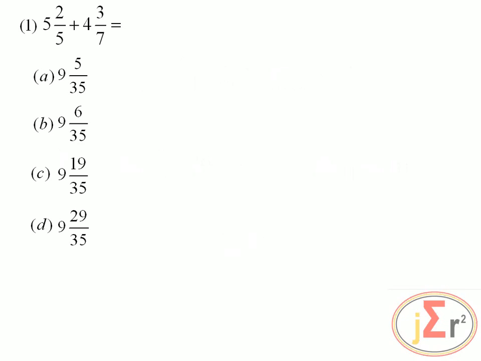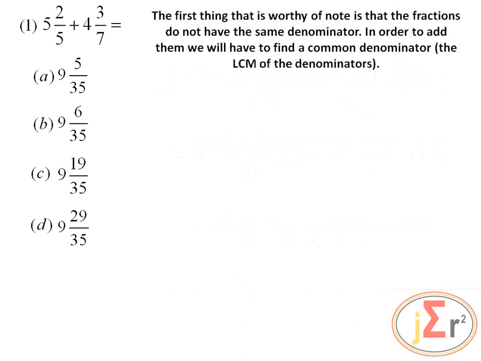There we have 2 mixed numbers, and we are required to find their sum. The first thing that is worthy of note is that the fractions do not have the same denominator. In order to add them, we will have to find a common denominator. In this particular case, the LCM of the denominators.